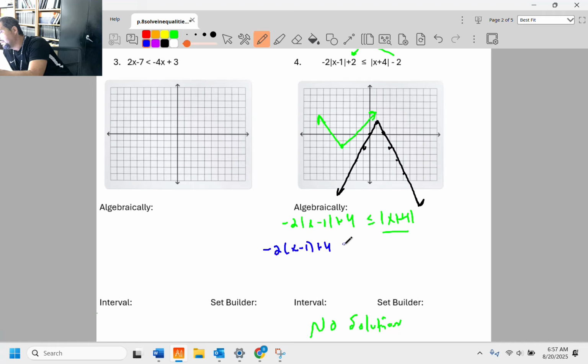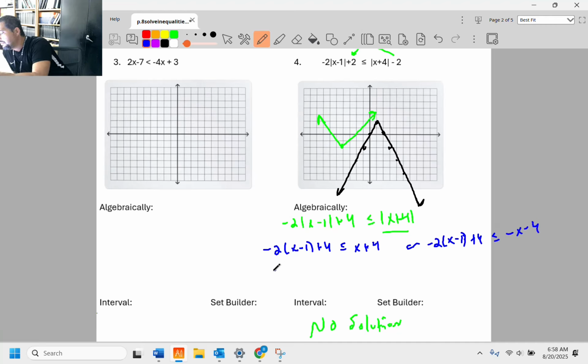Alright, what's going to be on the right here? Less than or equal to x plus 4. That's one of them. Or negative 2 parentheses x minus 1 plus 4 less than or equal to negative x minus 4.